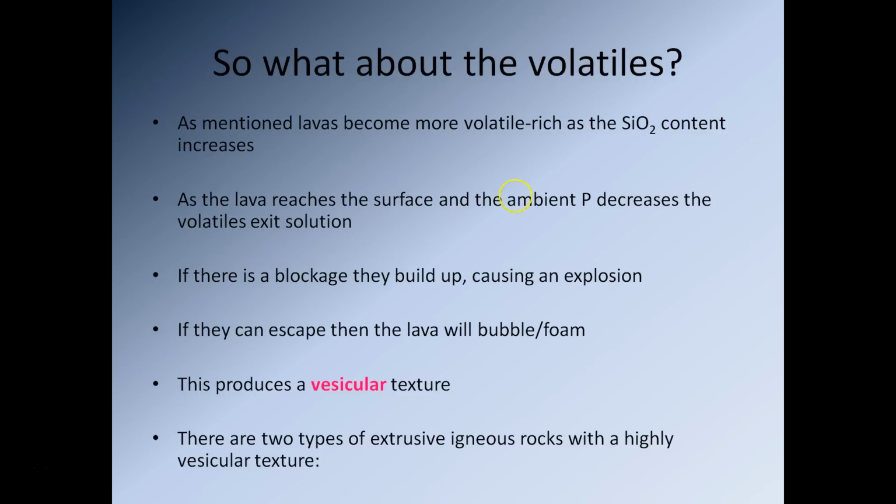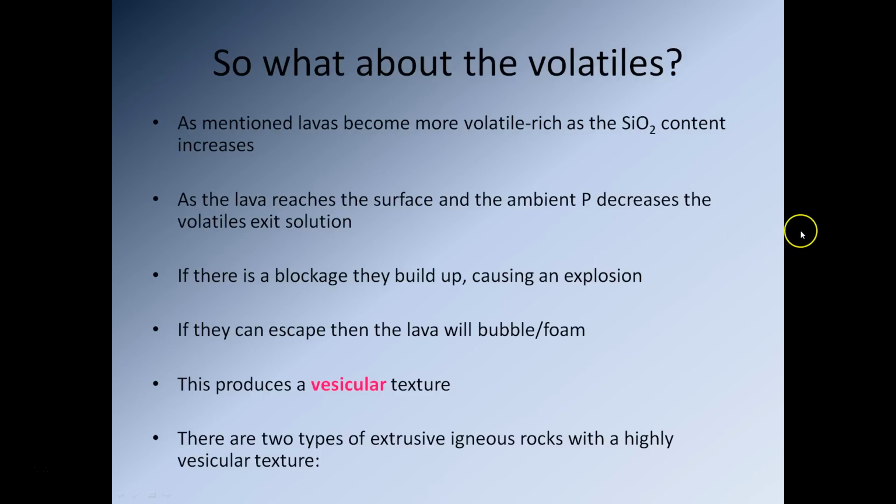Okay, everybody. So now we're going to think about the volatiles that are dissolved within the lava. So as mentioned, lavas become more volatile rich as the SiO2, the silica content, increases. So felsic and intermediate magmas, lavas which have a very high silica content, also have lots of volatiles dissolved in them. So that means they're prone to causing explosive eruptions.